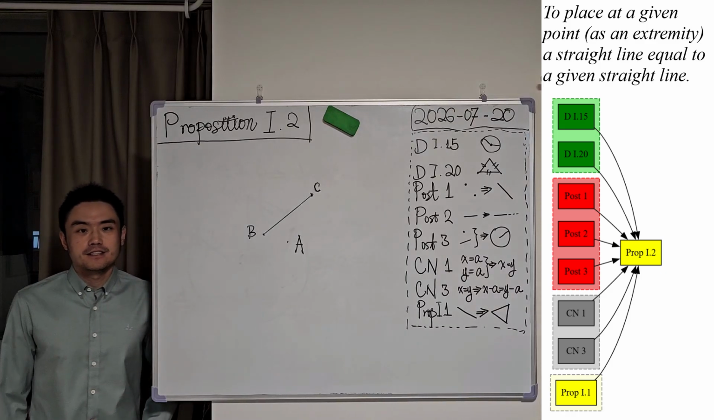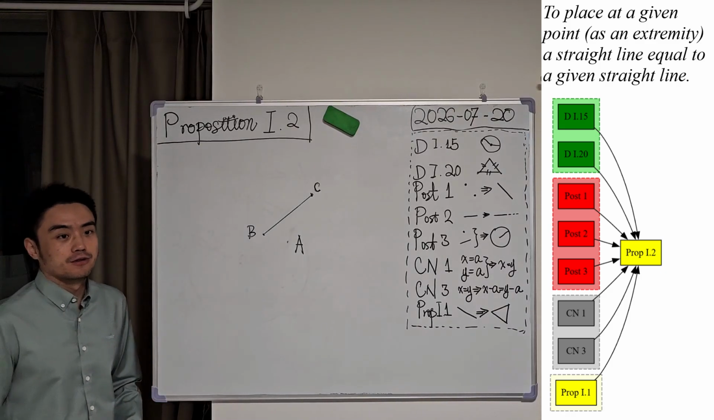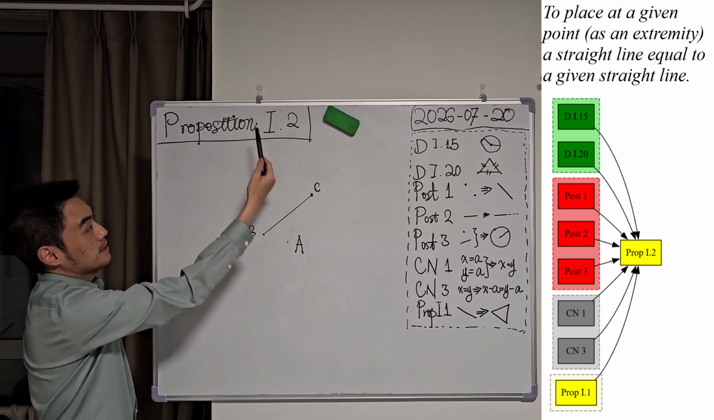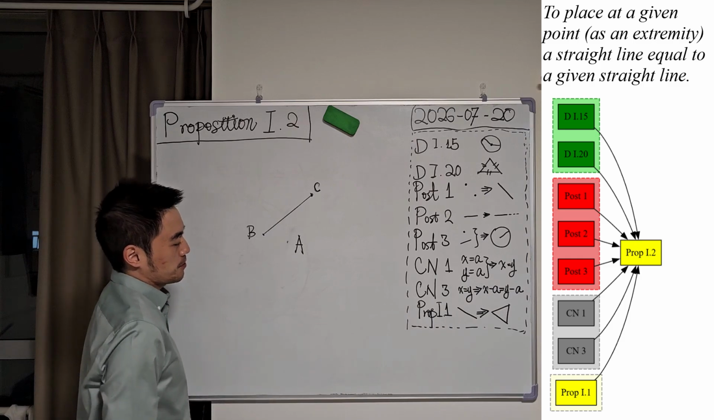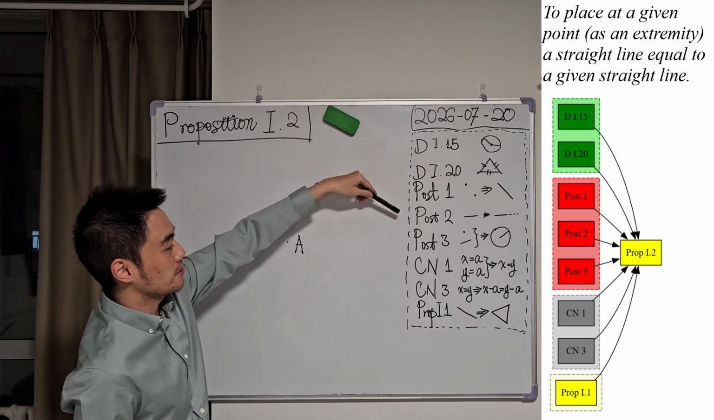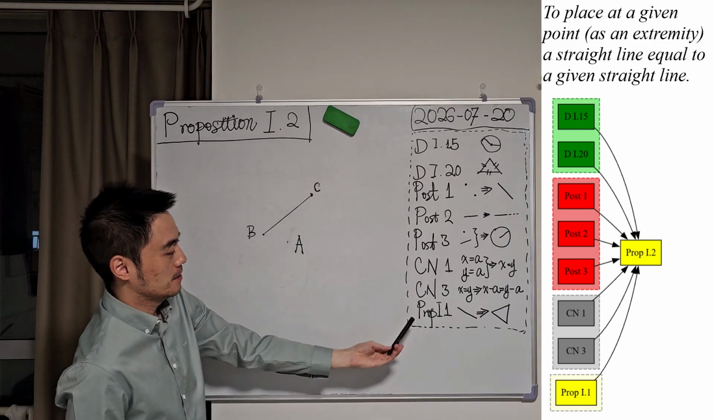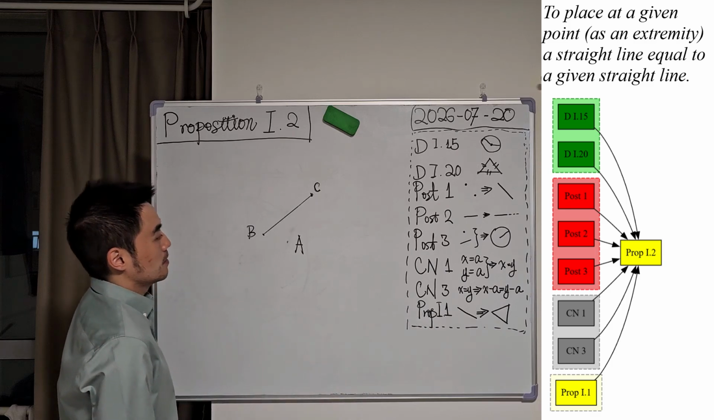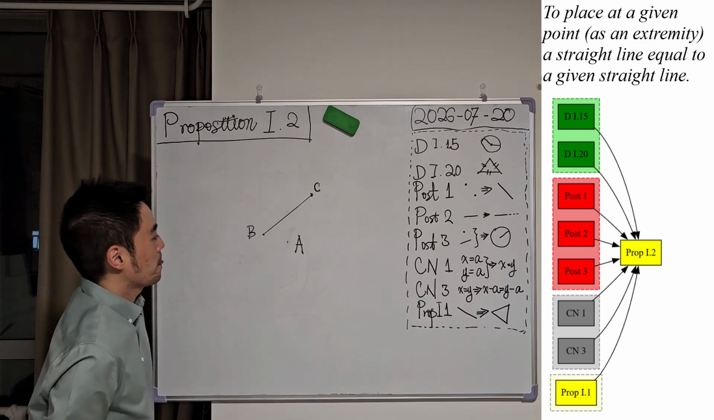Good evening. In this video, we are going to explore proposition 2 from book 1. Similar to the previous one, we will have to use these kinds of definitions, postulates, and common notions and a previously proved proposition. So let's start this proposition.